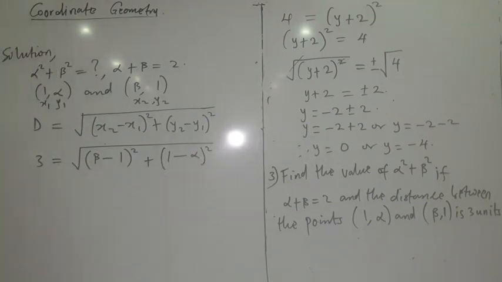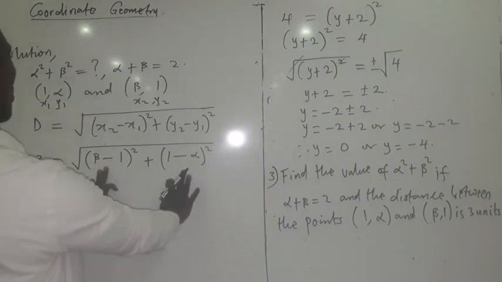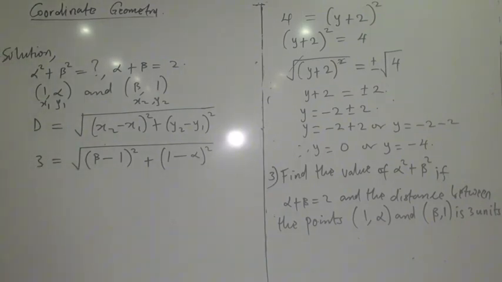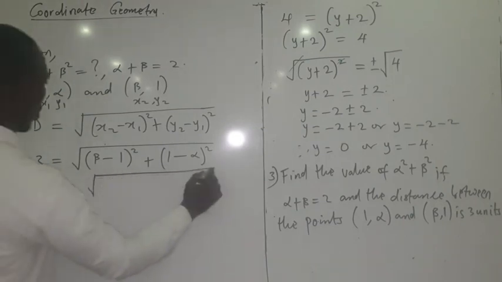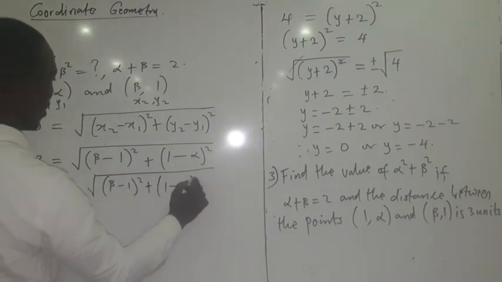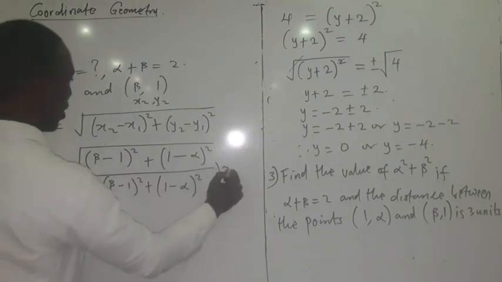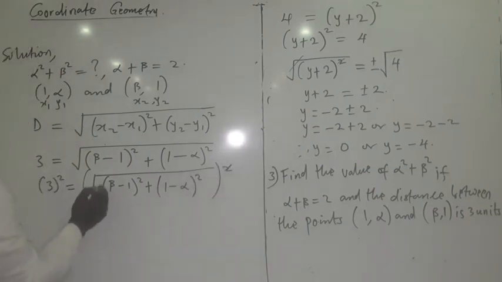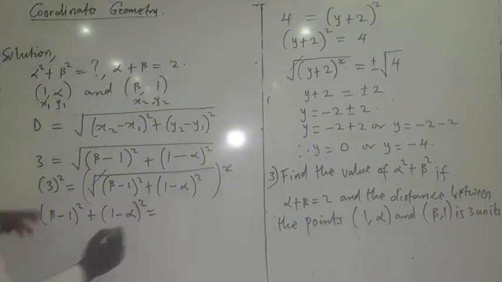So the next thing to do, since what we are looking for is under the square root, is to square both sides to bring it out of the square root. So we take the square of both sides, which is 3 squared equals the square root of (beta minus 1) squared plus (1 minus alpha) squared, then we square all. So the square cancels the square root, and we are left with (beta minus 1) squared plus (1 minus alpha) squared equals 3 squared, which is what? 9.